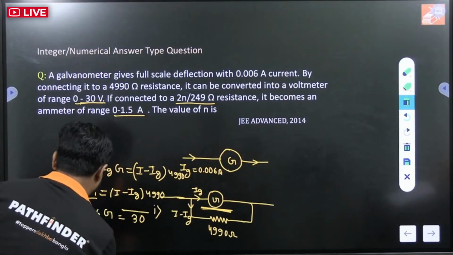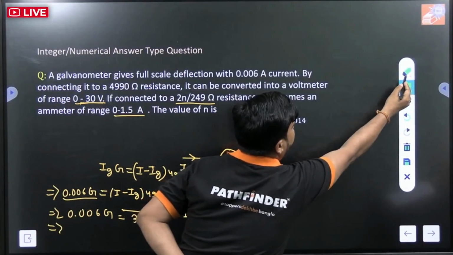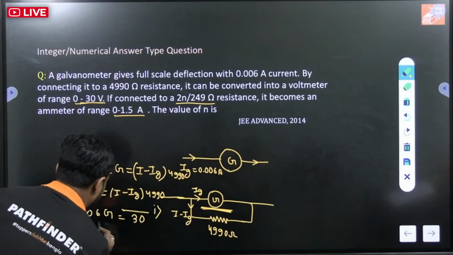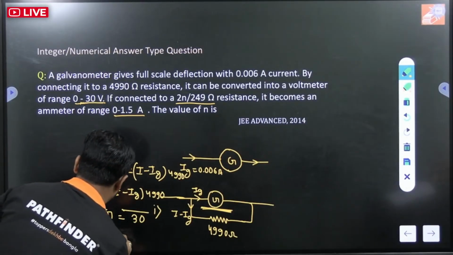यहाँ पे वैल्यू लिख लो 6 by 1000. 6 by 1000 G.